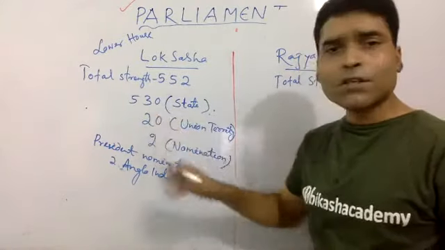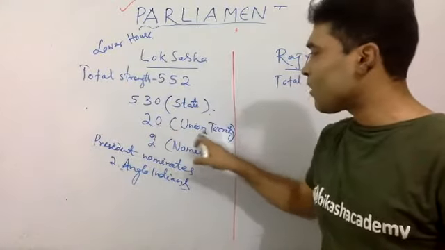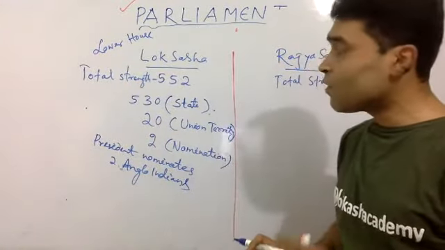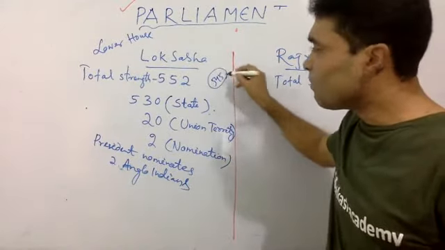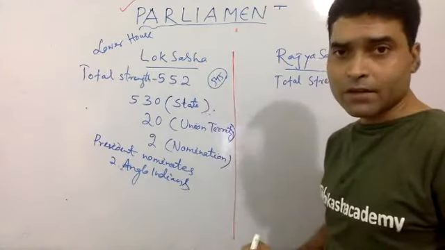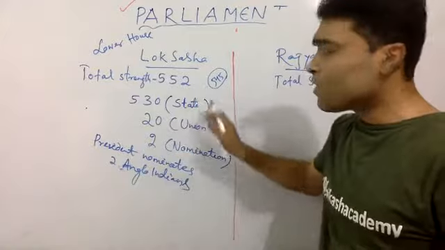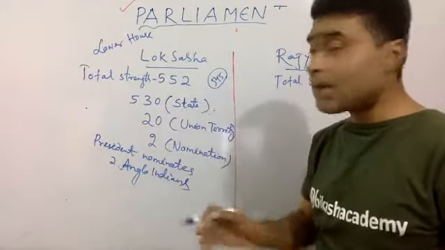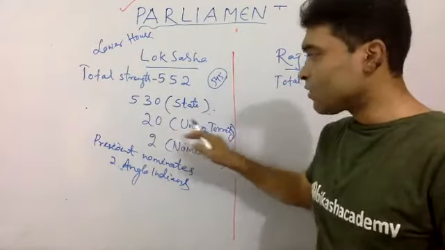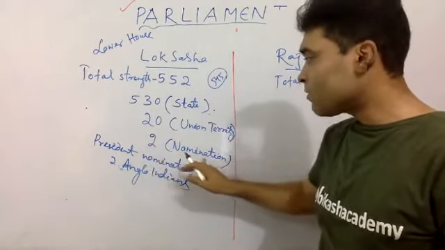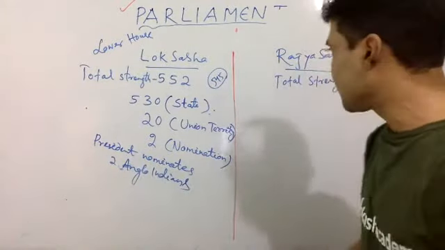And 530 members are directly elected by the general election, we know, and 20 from Union Territory. This is the point you have to remember. However, presently we have 545 members in Lok Sabha, right? I hope this is clear. So this is very important because this may be asked in exam. The total strength 552: 530 from state, 20 from Union Territory, and 2 from nomination category. That's by President of India. I hope this is clear.